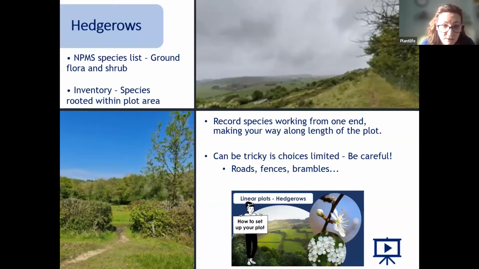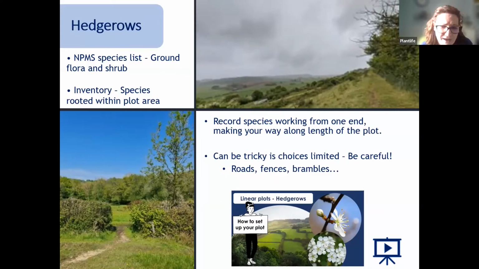As with most linear plots, it's a good idea to search for and record species by starting at one end and basically working your way along the length of the plot. Almost in the same way actually as we suggest for square plots, where in that instance we suggest starting in a corner and working outwards. But with a linear plot, we can start at one end and work our way along.